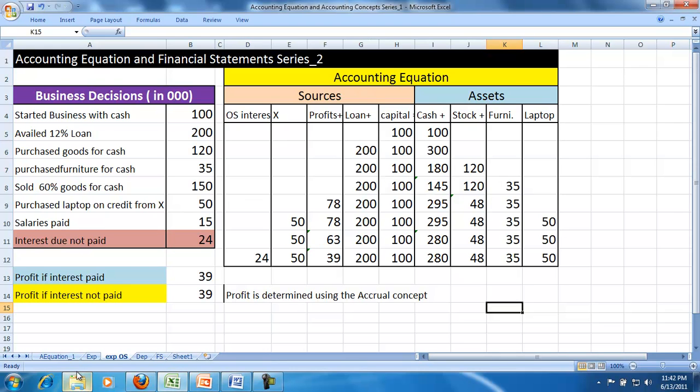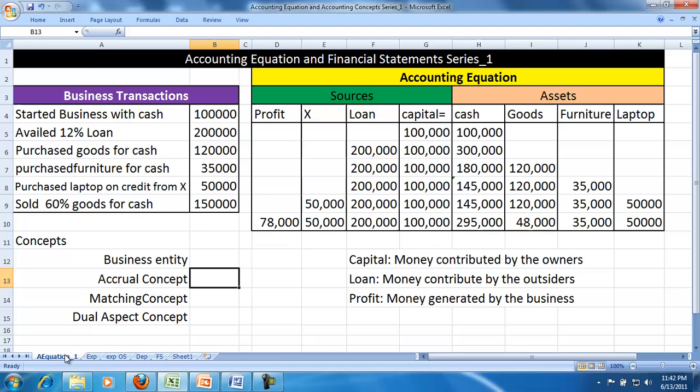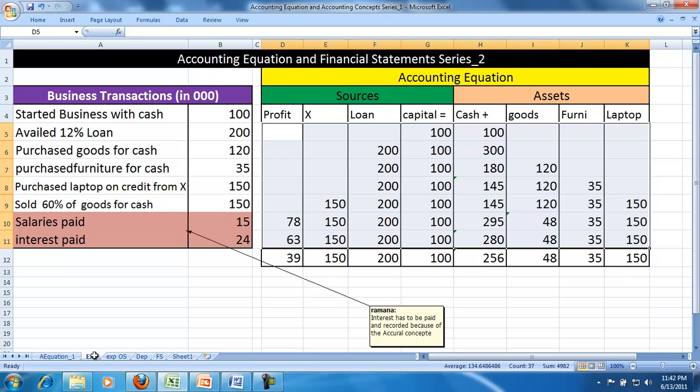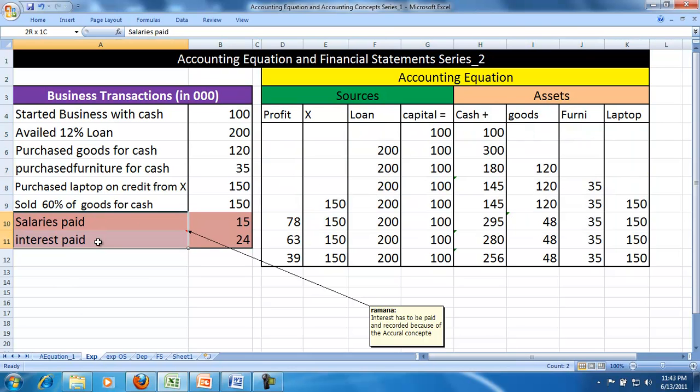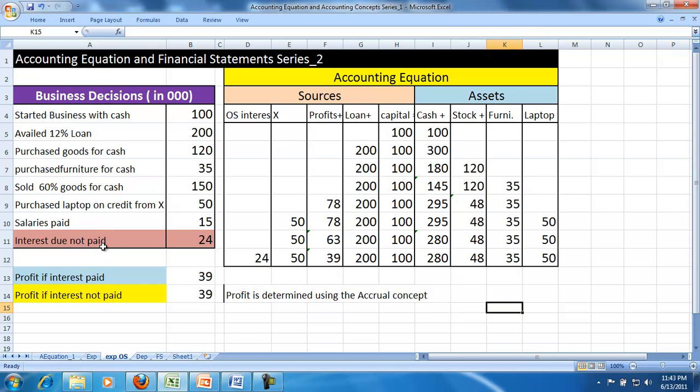So let us recap. In the first case we saw no expenses at all, so profit is 78,000. In the second case we took the expenses, including interest, and saw the profit has come down to 39 because of expenses. But there we assumed that both the expenses are paid. Now we have taken an assumption that some expenses are paid and others are not paid, so there is a liability regarding the interest, but the profit remains the same because profit is determined using the accrual concept.